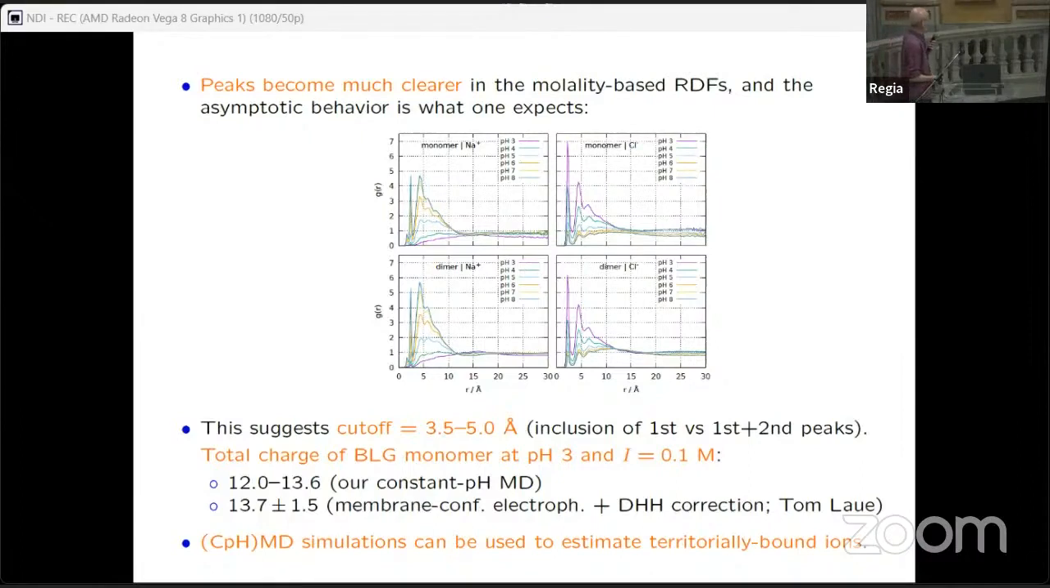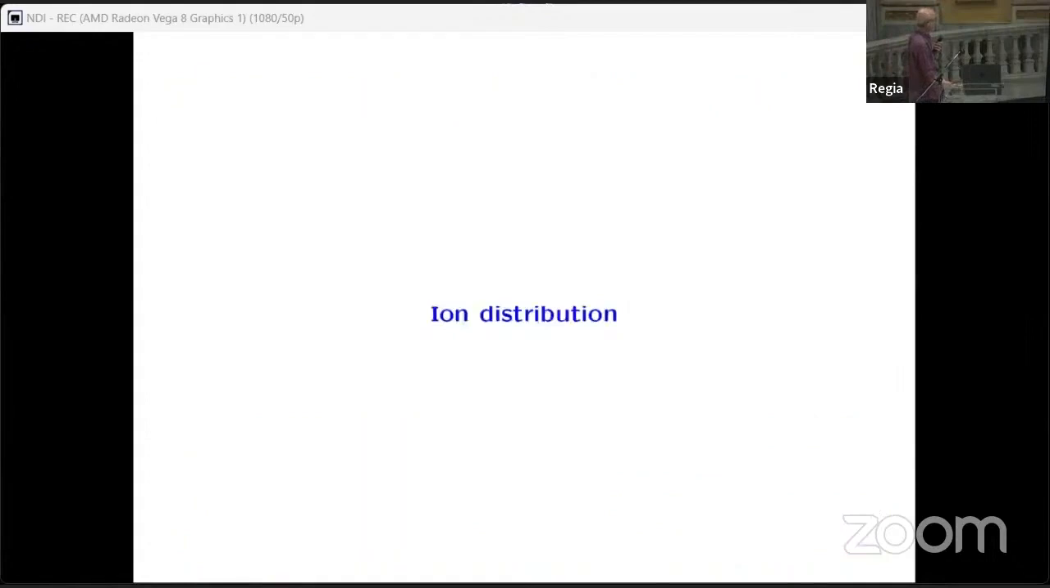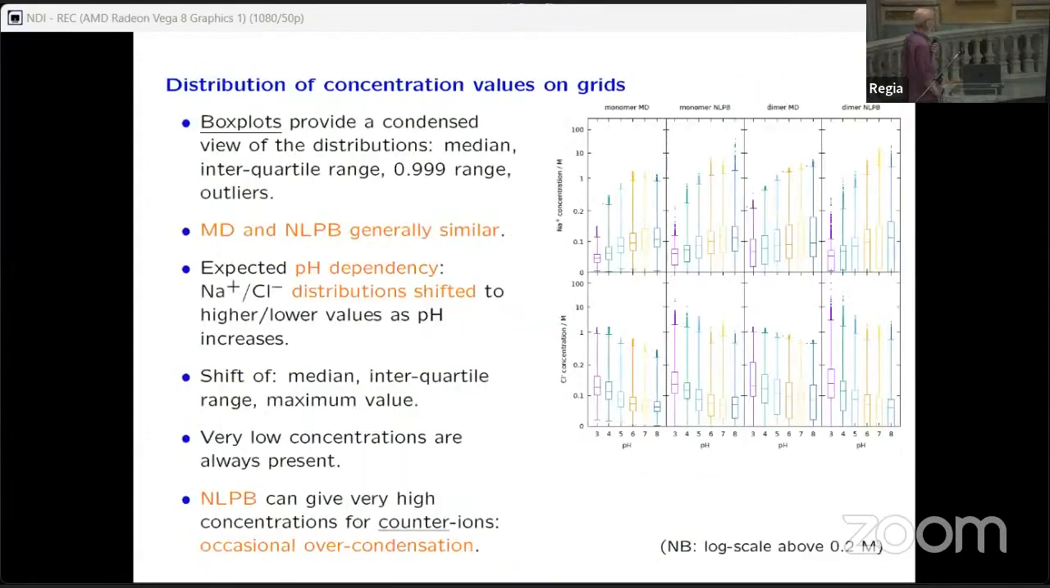So you can actually use MD or constant pH MD. In this case, it was constant pH MD because the simulations we had were using constant pH MD. Apparently you can use MD to get a really nice estimate of the territorially bound ions that you see in some kinds of experiments. So the prediction seems to be quite good. Second thing, we decided to look at the ion distribution.